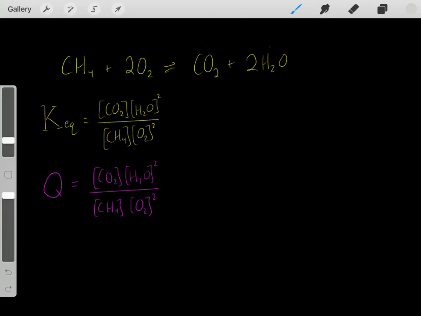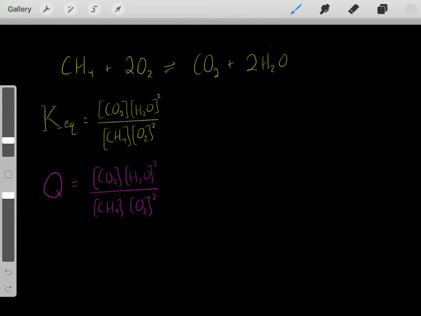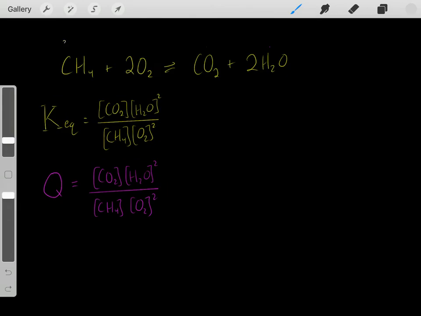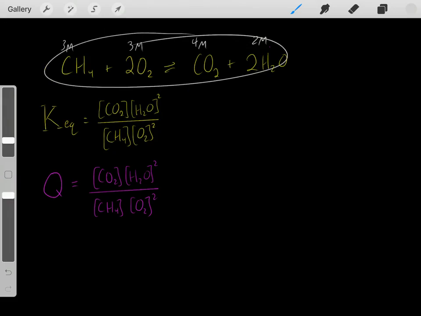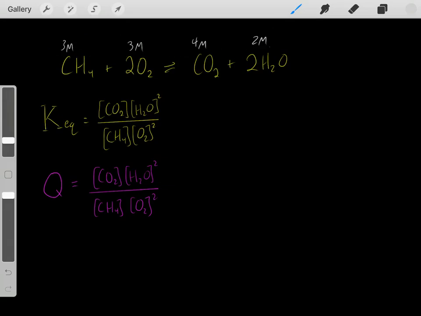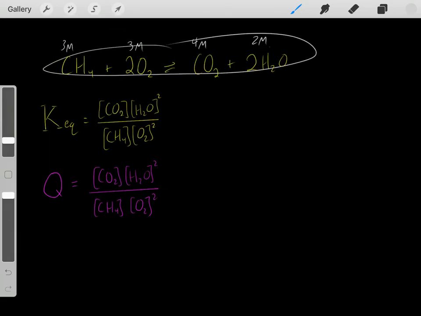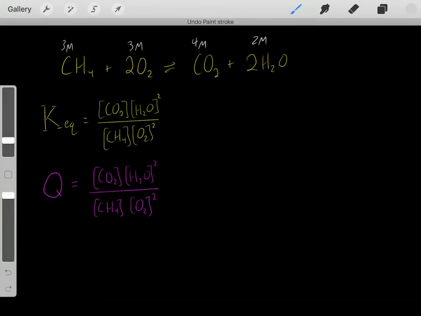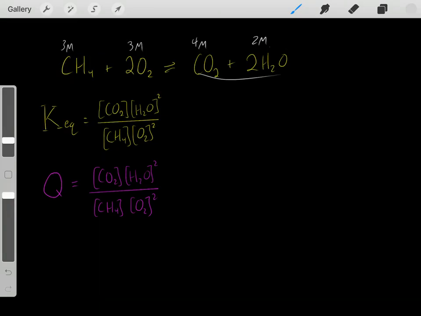Well, we would have this reaction and some kind of initial conditions. Maybe we would have 3 molar of this guy, 3 molar of this guy, 4 molar of this guy and 2 molar of this guy. It doesn't really matter what the initial conditions are because we know this reaction will react, and these concentrations will change. Eventually we'll reach equilibrium, where the concentrations of these reactants and products aren't changing.